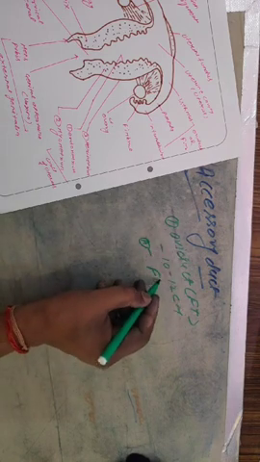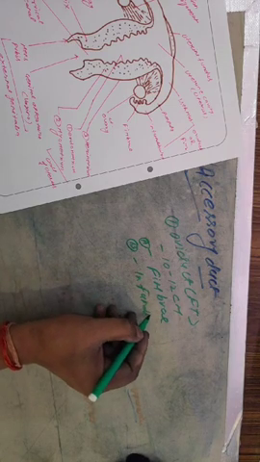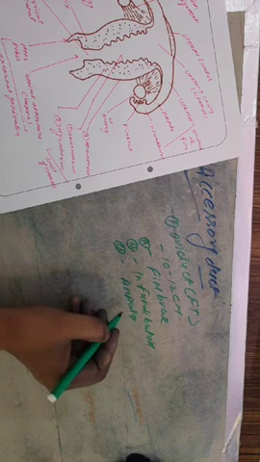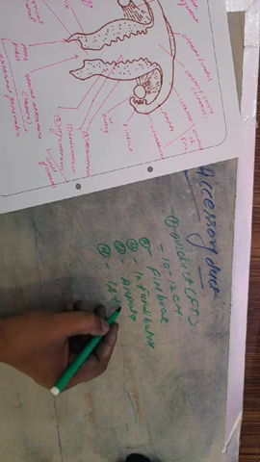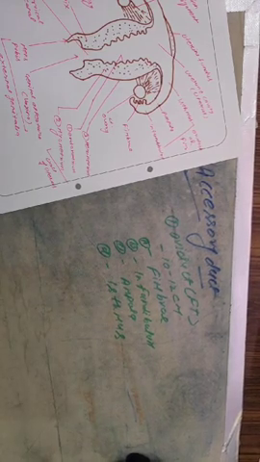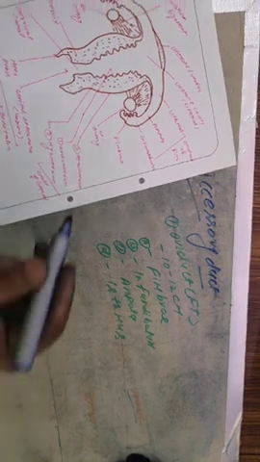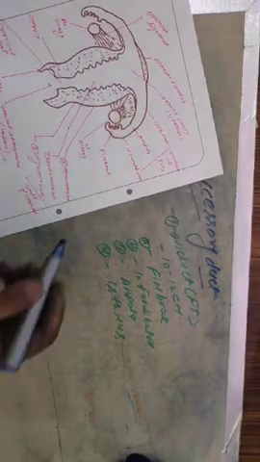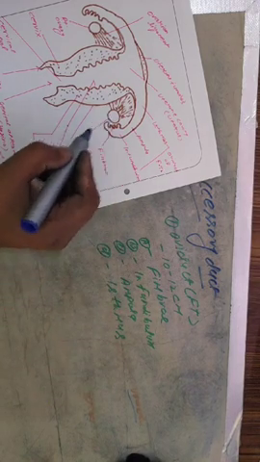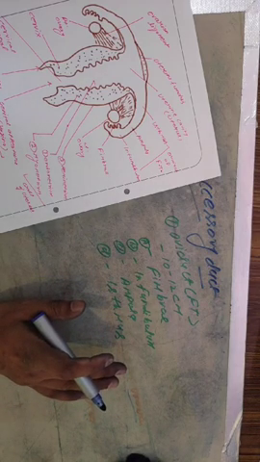This consists of the fimbriae, infundibulum, ampulla, and isthmus. Keep in mind, one by one you have to write about the function of fimbriae, infundibulum, ampulla and isthmus. Fimbriae are finger-like projections at the tip of the infundibulum that help to trap the ova released from the ovary during ovulation.